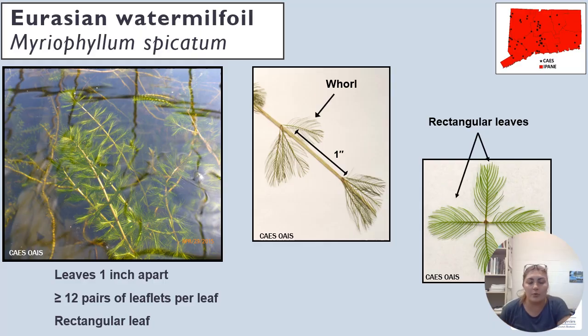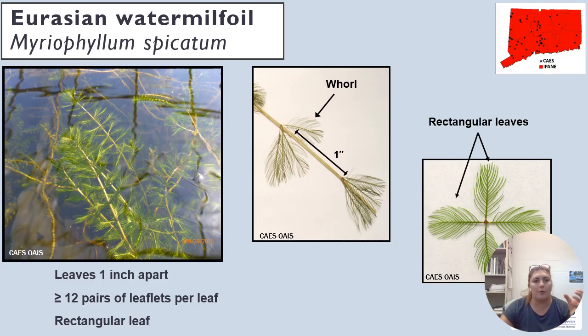Eurasian water milfoil is the most common water milfoil that we find in Connecticut. It looks very dainty in this picture, but I have another picture in a second that's going to show you what happens when it is introduced to a system.